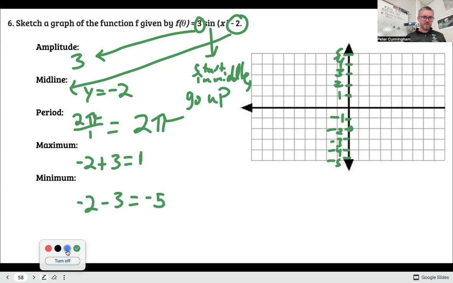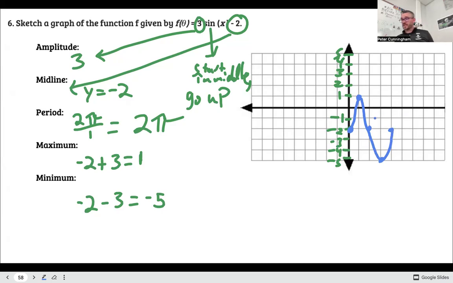Let's get a different color. Start in the middle, and then I'm going to go up to the maximum. The maximum is +1. And then I need to come back down, back to the middle, then down to the bottom, and back to the middle. And so I've done these 4 main points.